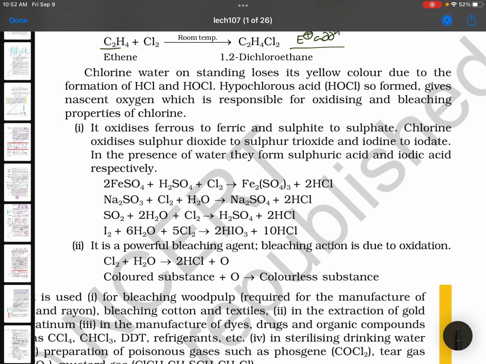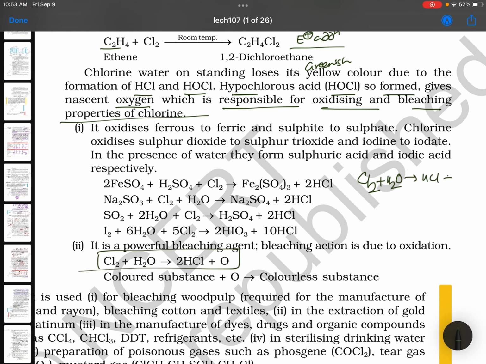Chlorine water on standing loses its yellow color due to the formation of HCl and HOCl. Like the greenish yellow color we said, na? That greenish yellow color, the ink color you are using is like that. Hypochlorous acid, HOCl, is so formed. It gives nascent oxygen, which is responsible for the oxidizing and bleaching properties of chlorine. So when chlorine reacts with water, it gives you HCl and HOCl. HOCl will give you HCl and nascent oxygen.